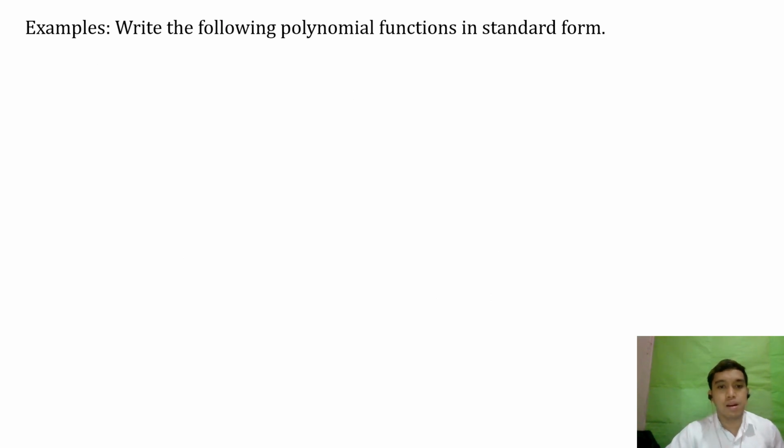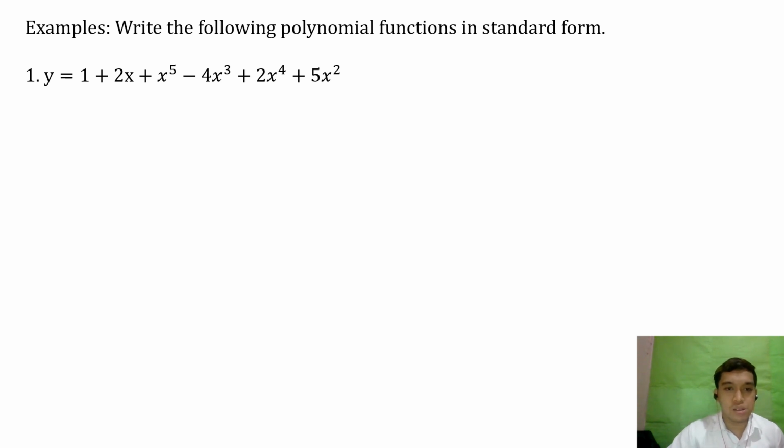So, example, write the following polynomial functions in standard form. Number 1, y equals 1 plus 2x plus x raised to 5 minus 4x cubed plus 2x raised to 4 plus 5x squared. So here, let's arrange this in descending order. Let's arrange the powers in descending order para naka-standard form na siya.